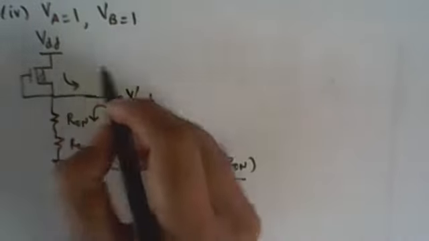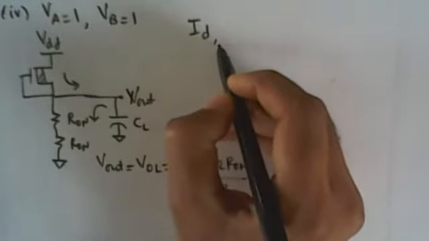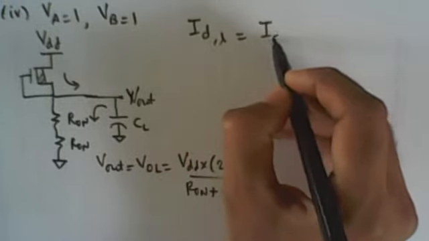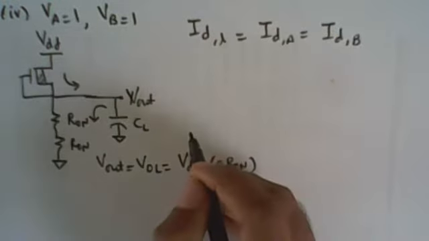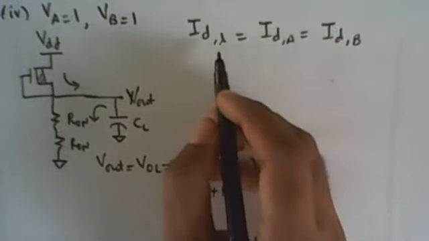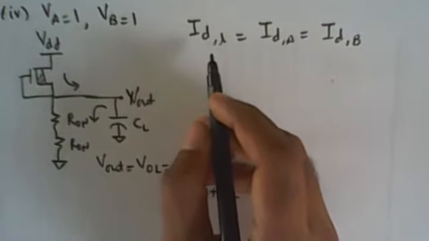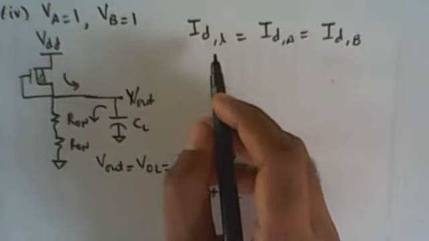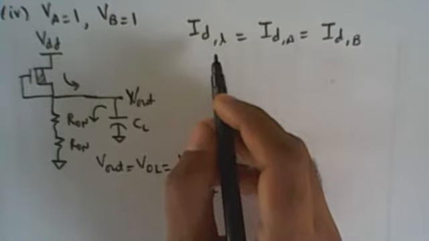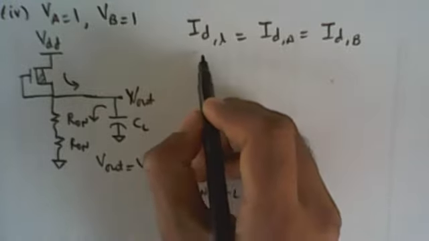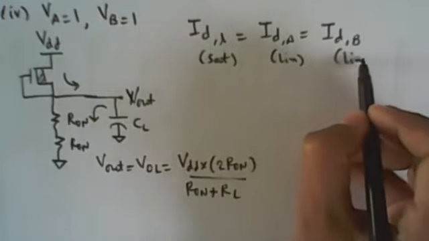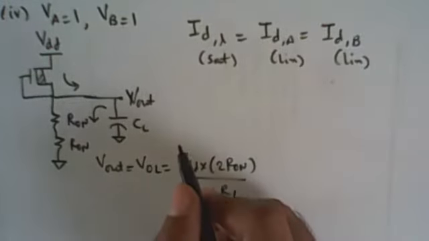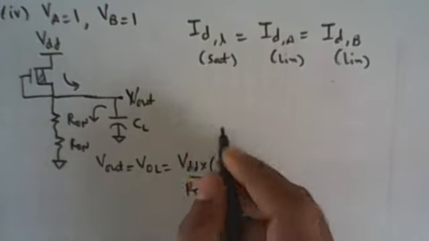Here the ID current of the load is equal to the ID current of the A MOSFET, and it is equal to the ID current of the B MOSFET. So when the input is high, at that time the load MOSFET operates in saturation and both the driver MOSFETs are operating in the linear region, when input is high and output is low.